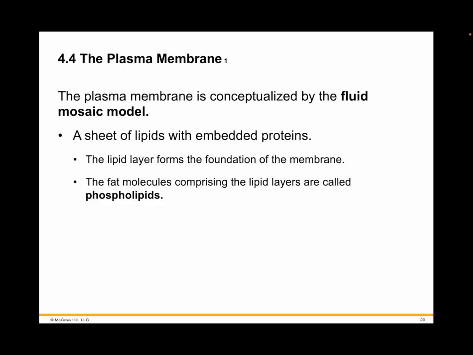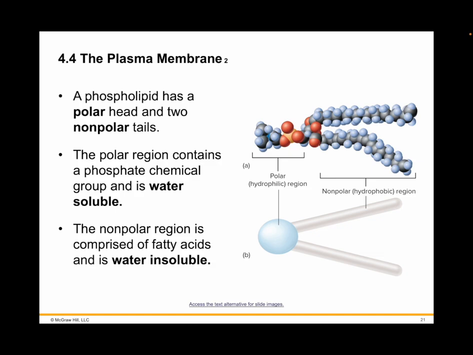Phospholipids. It's the lipid bilayer that forms the foundation of the plasma membrane, composed of modified fat molecules called phospholipids. A phospholipid is a molecule that can be thought of as a polar head with two nonpolar tails. Hopefully you all remember this from our prior chapter when you learned about basic chemistry. This is the phospholipid with the polar hydrophilic glycerol head region and the nonpolar hydrophobic fatty acid tail regions.